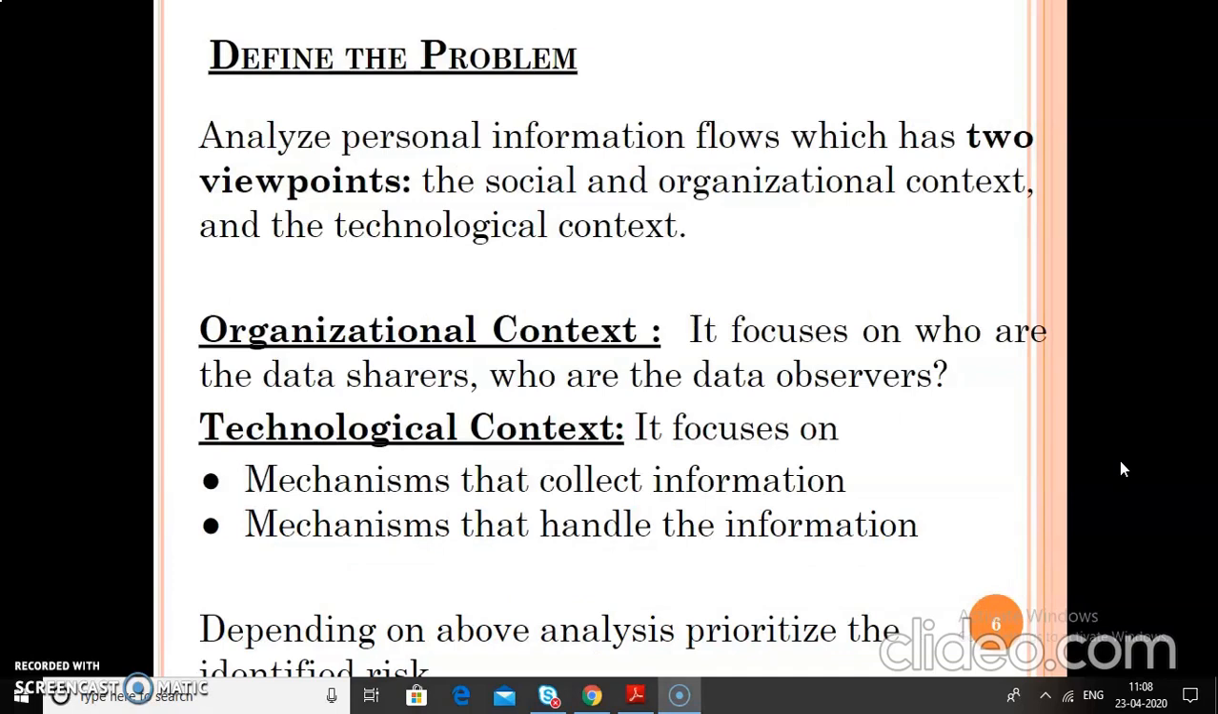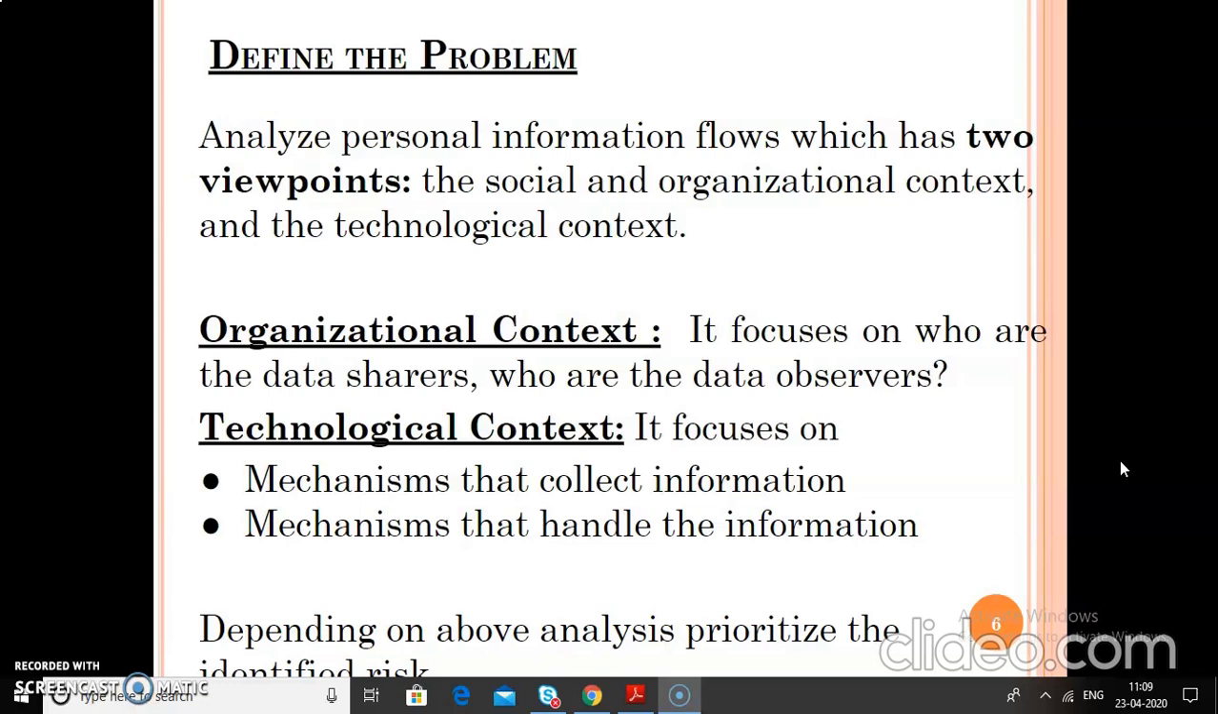Two types of viewpoint are there while focusing on the information flow. First viewpoint is associated with organizational context. In the organizational context, we have to focus on two things. First one is the data sharer, second one is the data observer. And in the technology context, we will focus on technical issues.